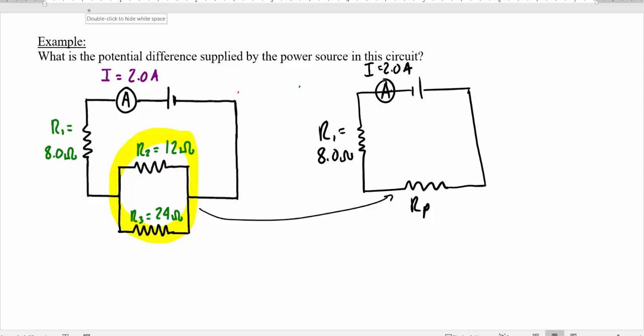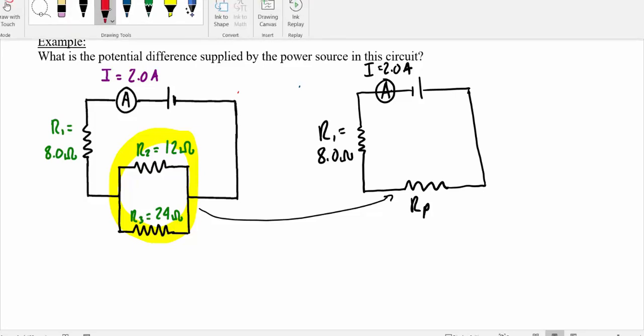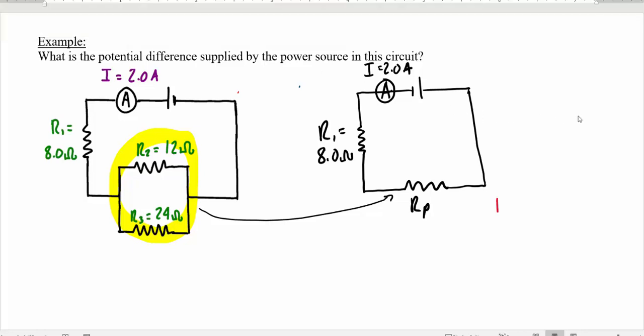Now what's going to make this tricky is that because this is a combination circuit of both parallel and series resistors, we're going to have to use both rules at different times. For example, these components here are in parallel with each other, so I could figure out the resistance of that component by using my parallel rules. I could say that Rp to the negative 1 is equal to R2 to the negative 1 plus R3 to the negative 1.